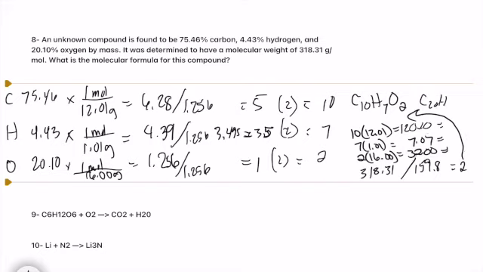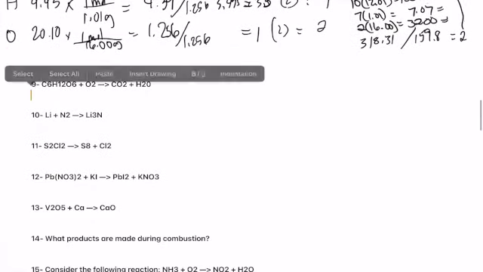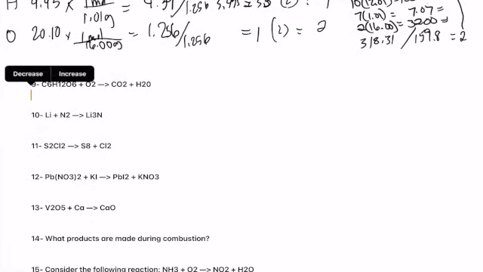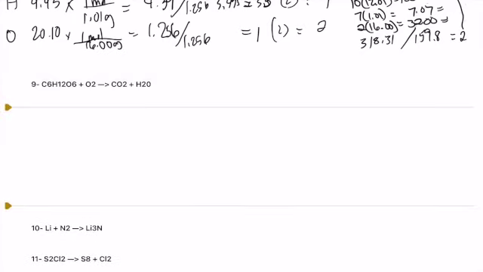318.31 was our given mass, divided by our 159.17. We see that we get 2, so we distribute our 2 back across our empirical formula. And that takes us to 9.